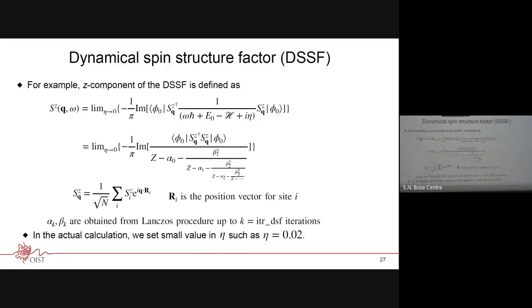Excuse me. Yes. What is capital Z in the second line? Ah, sorry. This capital Z corresponds to this one, I think. Omega h bar plus E0 plus i eta. Okay, sorry. Thank you.